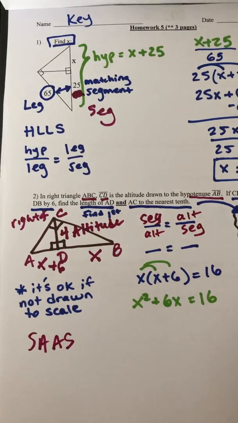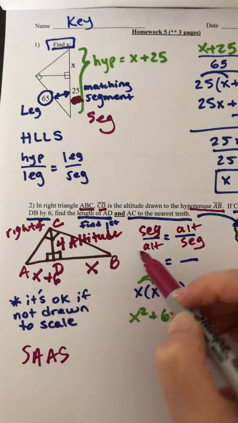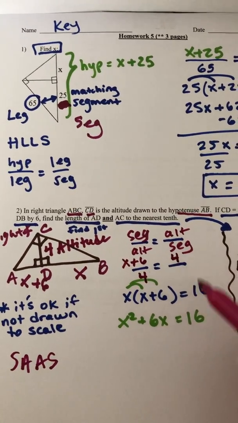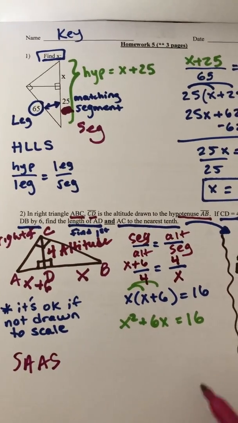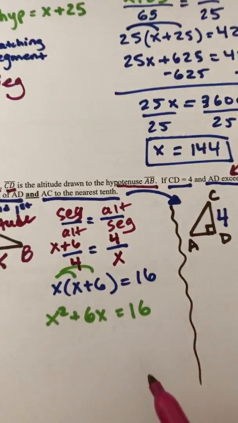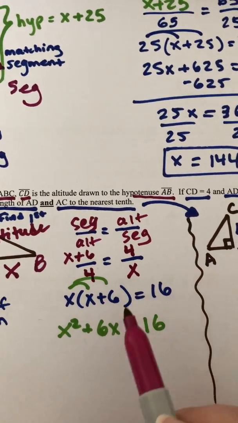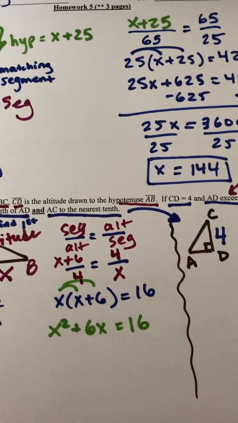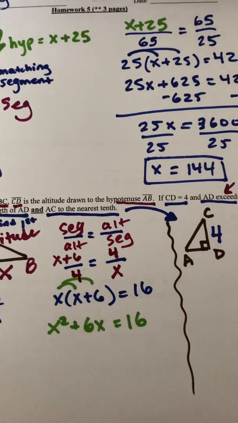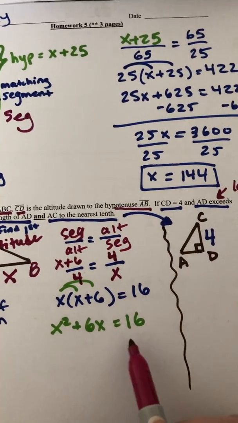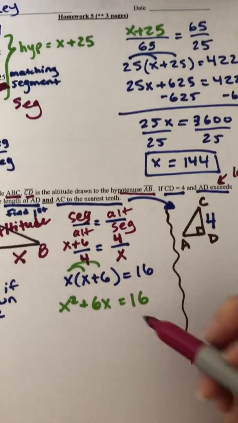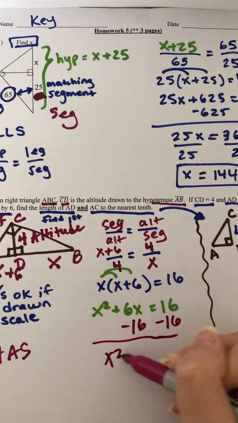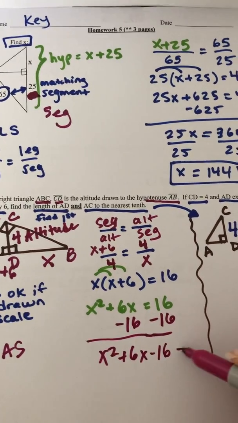Well, now I can put the numbers in the proper spots. The segment, x plus 6, altitude is 4, repeat the altitude of 4, and the other segment is x. Now I've already set up the cross multiplying to save us some time. X times x and x times 6 gets you x squared plus 6x equals 16. Well, now this is the first time, other than the lesson, where we have to get our equation in trinomial form. So move the 16 over, so that x squared plus 6x minus 16 is equal to 0.